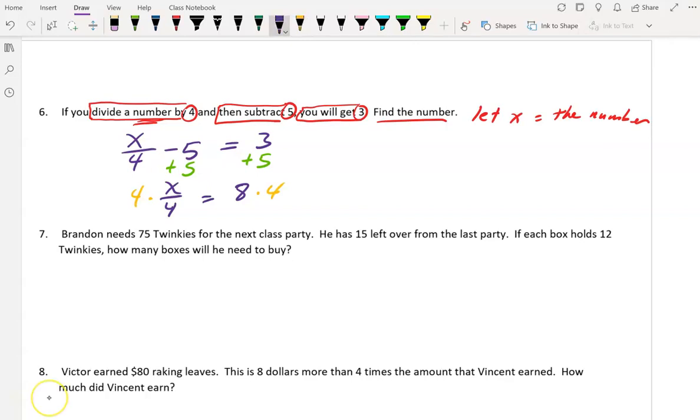And when we do that, x, because those 4's cancel each other, x will equal 8 times 4, which is 32. There you go. And that makes sense, because if we take 32, divide it by 4, that's 8, and then we subtract 5, we will get 3. Yes, very nice. 32 is the number.